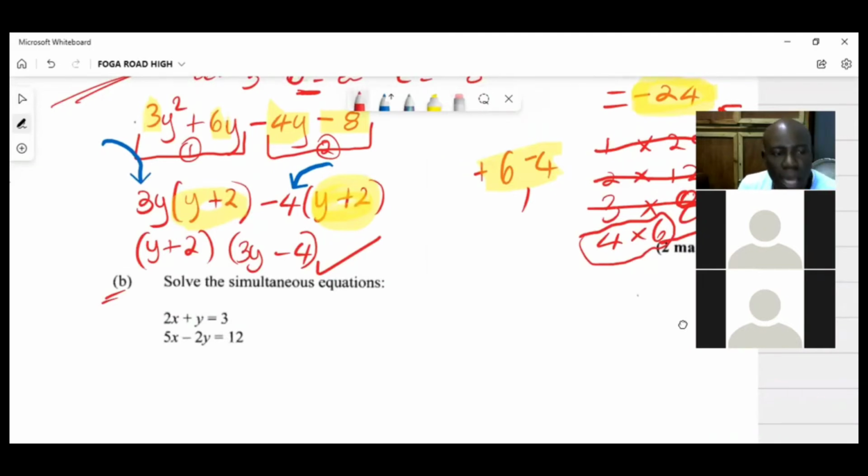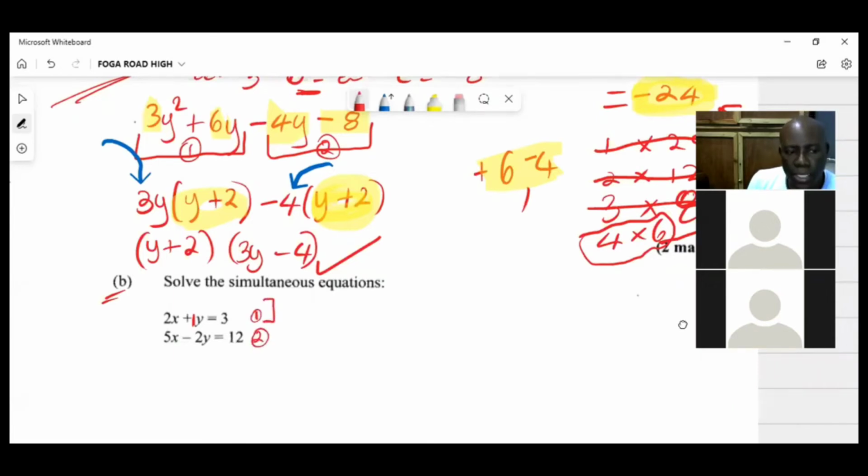You select which one you want to get rid of. I want to get rid of the y. Because I want to get rid of the y, I'm going to be picking on the number that is attached to the y's. For example, even though it is not written here, I'm going to write it. There's a number 1 in front of that, and there is a number 2 in front of the other one. So let's call this equation 1 and this equation 2.